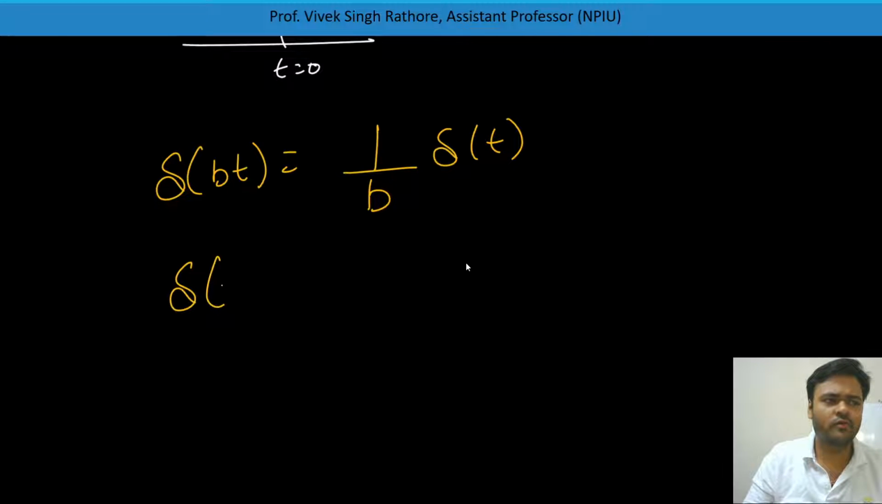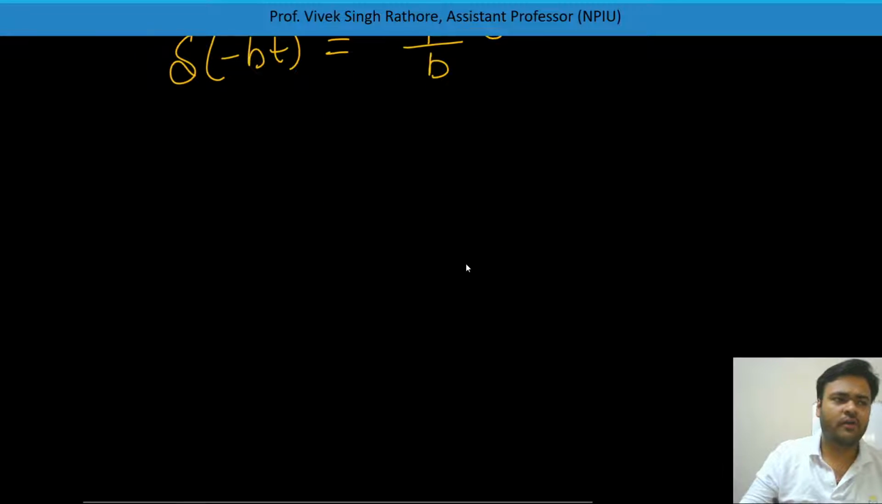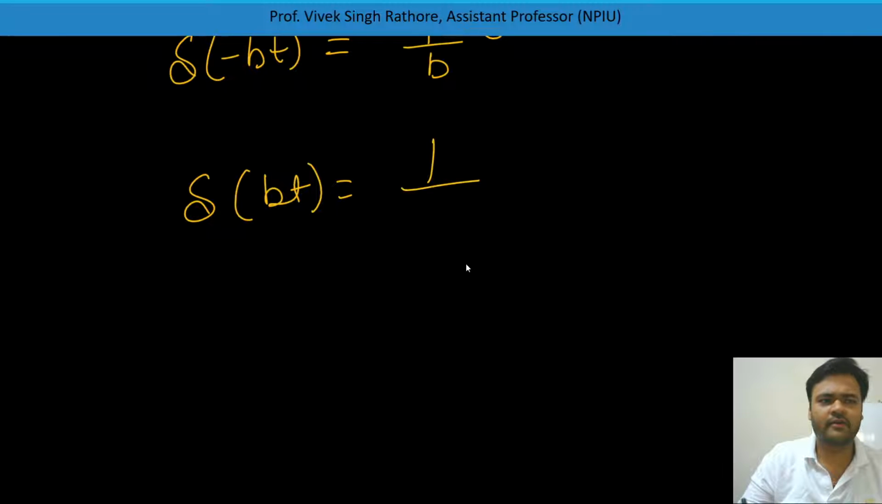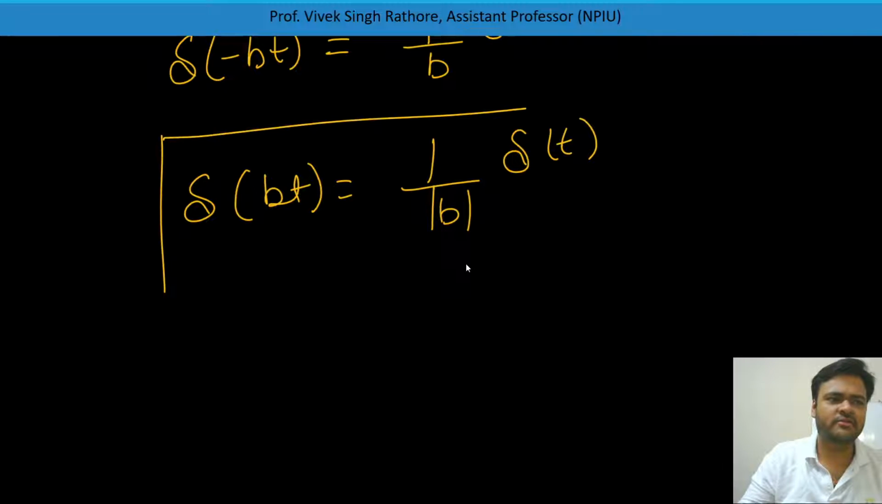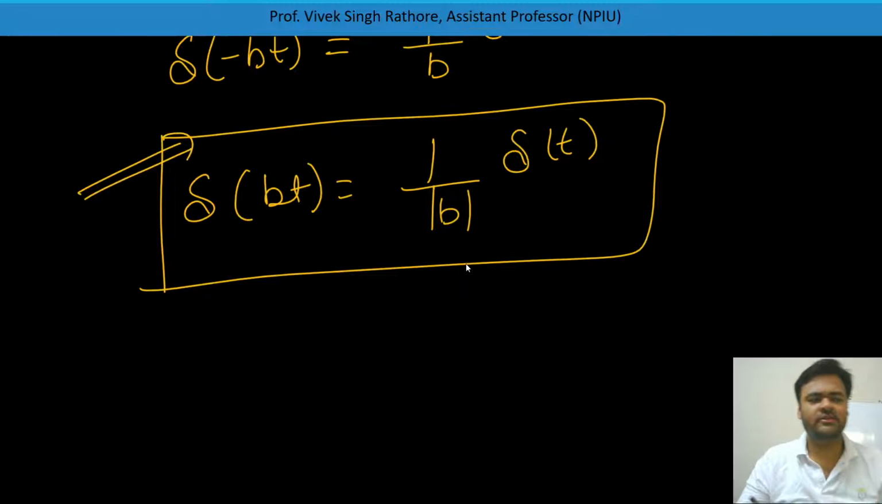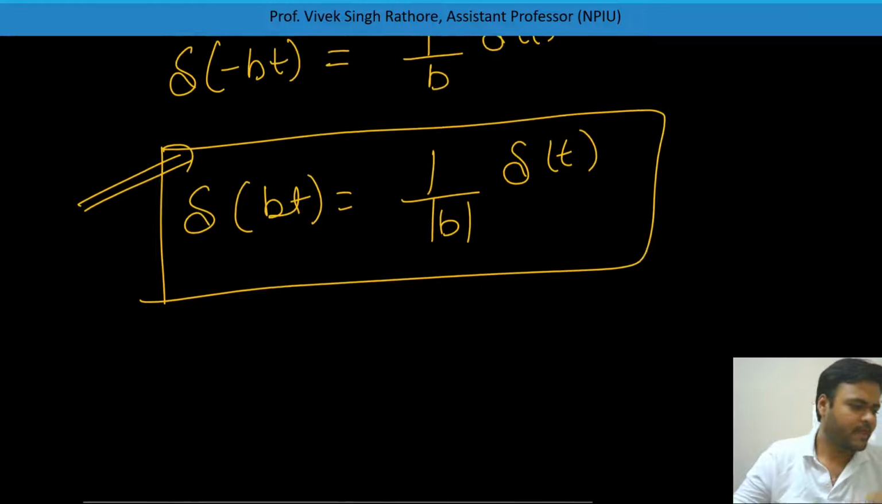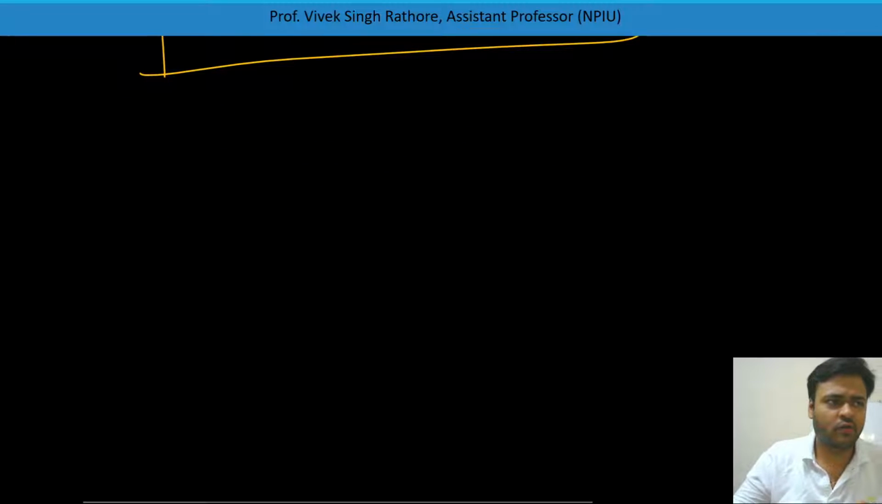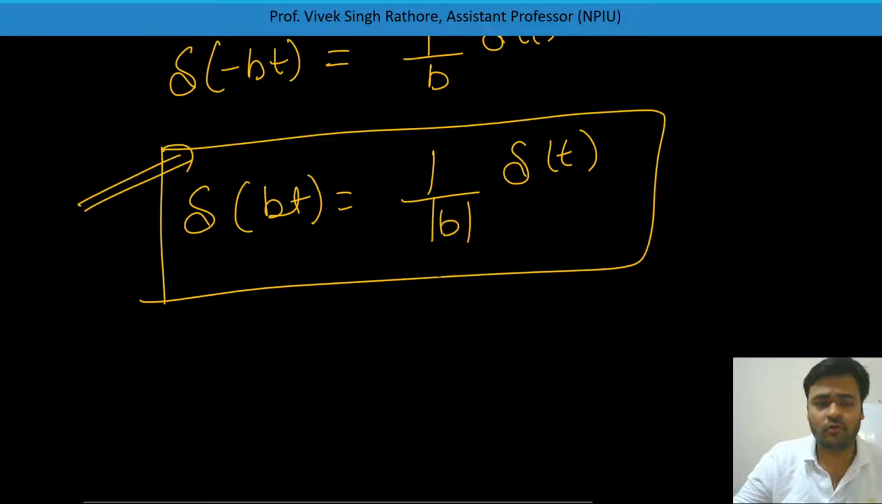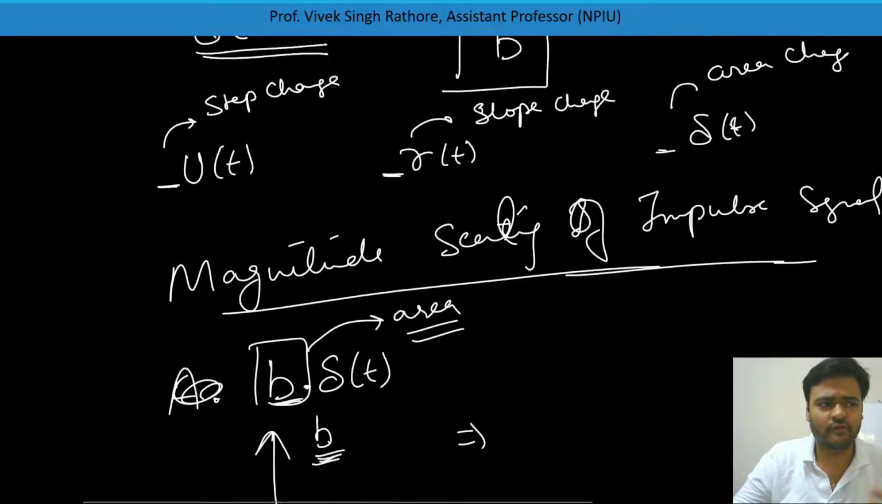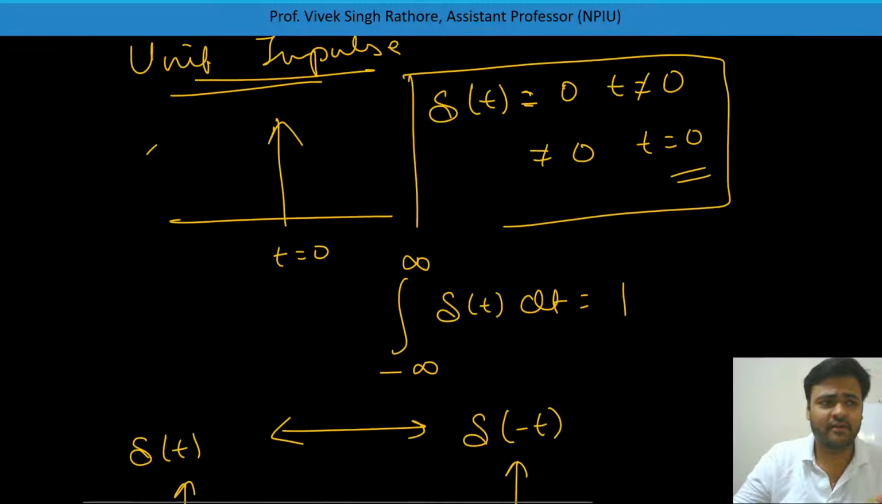So when you do delta of minus bt, you also get 1 by b of delta t. That means whatever your scaling factor is, plus or minus, you will get the magnitude as positive only. So this relation can be proved. This relation you should know and understand in a better way. I think that was for time scaling and time reversal for all types of signals. We have seen unit impulse, unit step and unit ramp also.